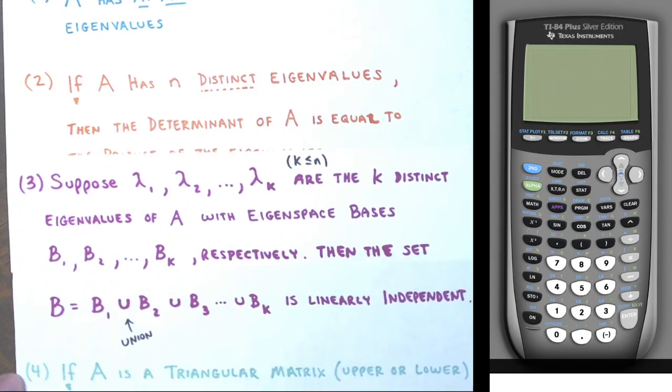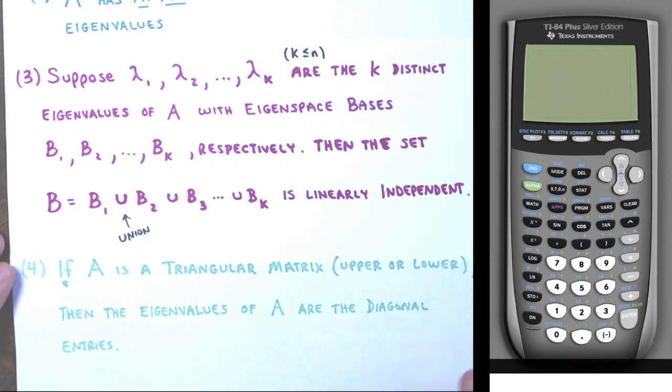The fourth statement I have here: if the matrix is a triangular matrix, so either upper triangular or lower triangular. Remember, upper triangular meant that every entry below the main diagonal was 0, and so the only non-zero entries are above the main diagonal, or on the upper triangle of the matrix. And lower triangular meant the only non-zero entries were on the lower triangle, right below the main diagonal, so you had zeros above the main diagonal.